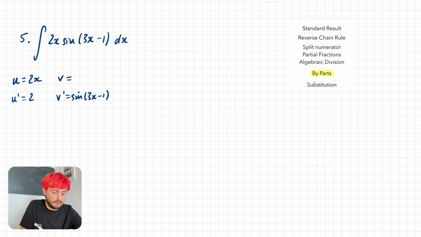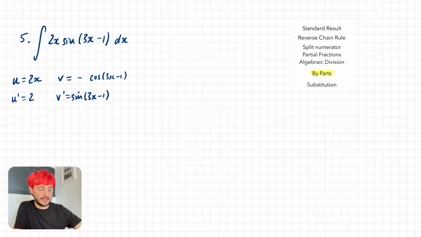and sine of 3x minus 1 is going to integrate to, well, we know that cos is going to go to minus sine, so it's going to be a cos of 3x minus 1. We're going to have the negative to counteract the fact that it's a negative, and we're going to have the third to counteract the 3x that we've got in here. Just check, does that work? Minus the third cos 3x minus 1, yep, that will differentiate to sine of 3x minus 1.